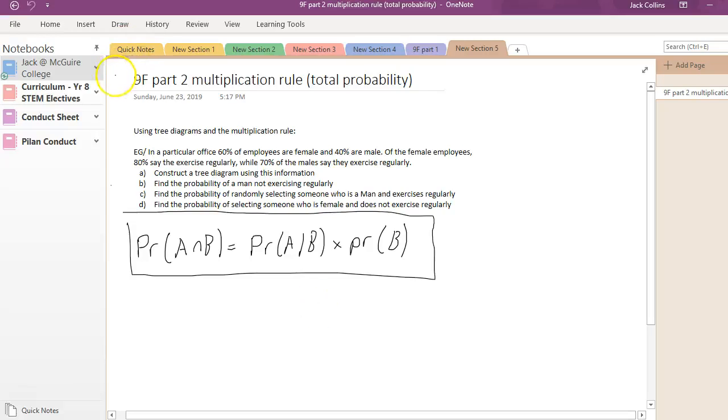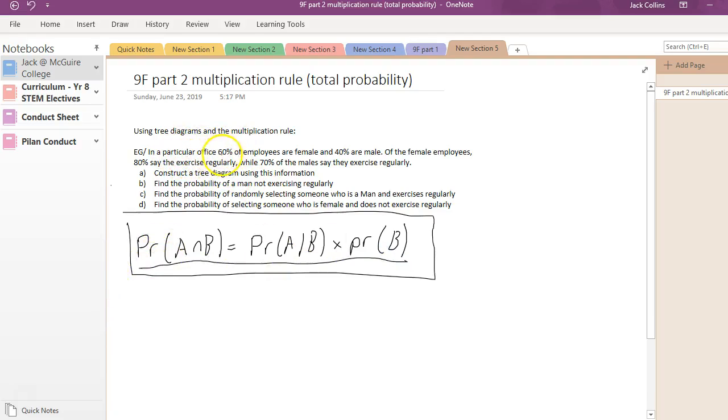Alright guys, so this is probably the first new thing that we've looked at in probability, but it's combining two ideas that we've looked at previously. So we're looking at tree diagrams and the multiplication rule, which is written down here. So the best way to go through this is just look at an example.